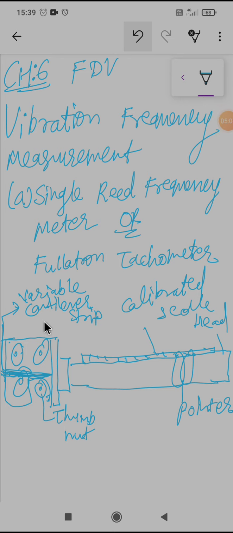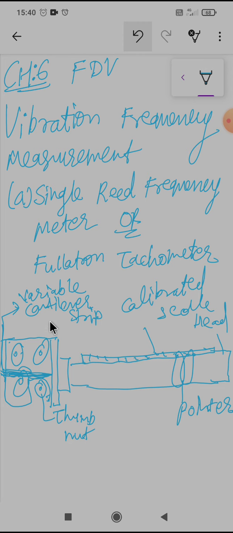So here you can see the instrument consists of a variable length cantilever strip, or reed of spring steel. One end of the strip is clamped and its free length can be changed by a screw mechanism. The length can be changed with the help of this screw mechanism. Changing the length directly affects the natural frequency of the strip.